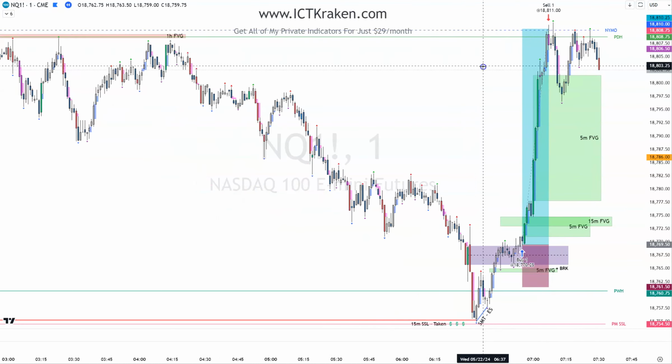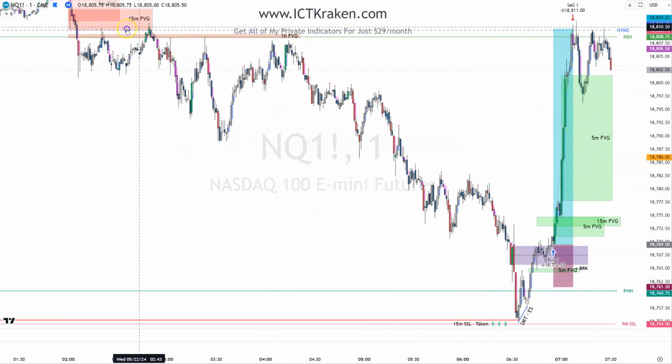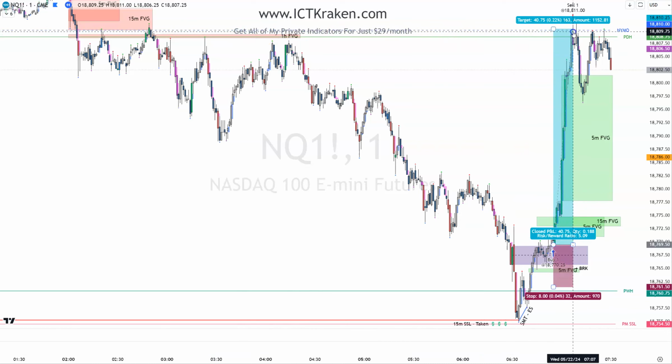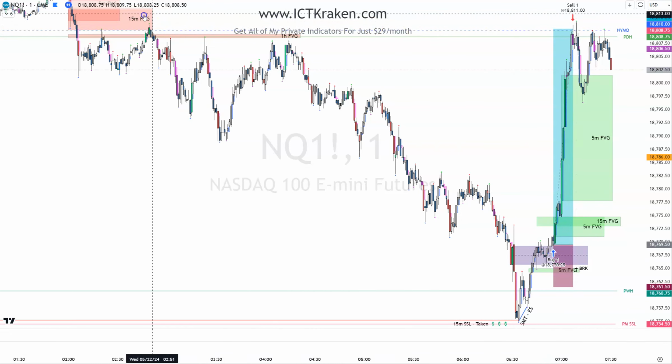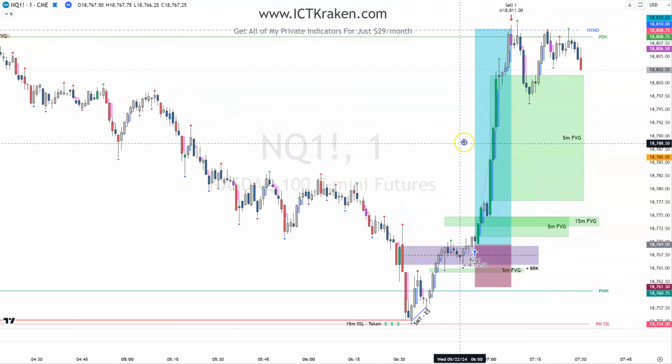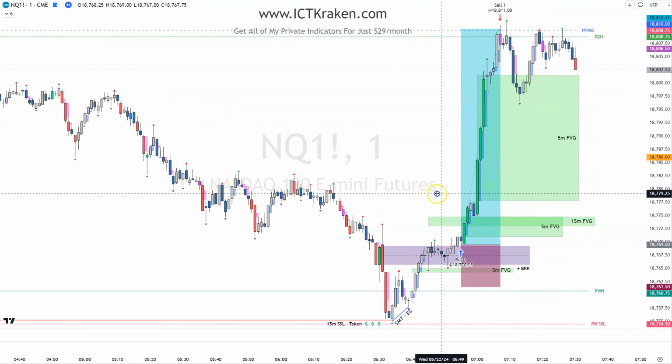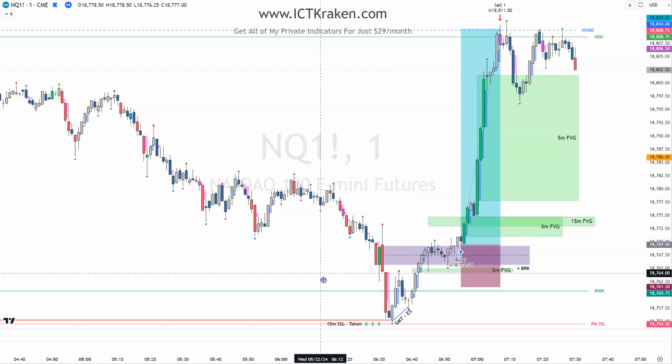Our target was New York midnight open, and the reason being is because there was a lot of equal highs right there, and we could trade into this 15-minute fair value gap. So I kind of like that, and that we did New York midnight open. That was our TP. We got it, and it did trade right into this 15-minute fair value gap, and then it's kind of consolidating right now. So that was our trade, our post-London pre-market trade setup for Wednesday, May 22nd, using the Kraken suite of indicators.